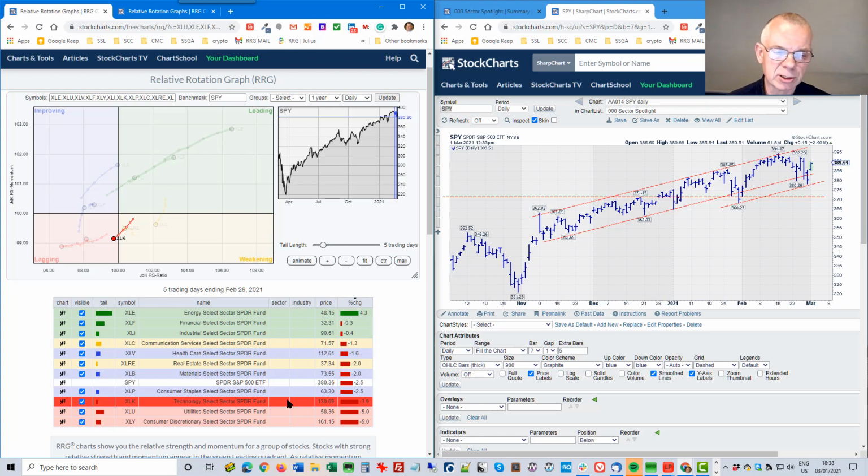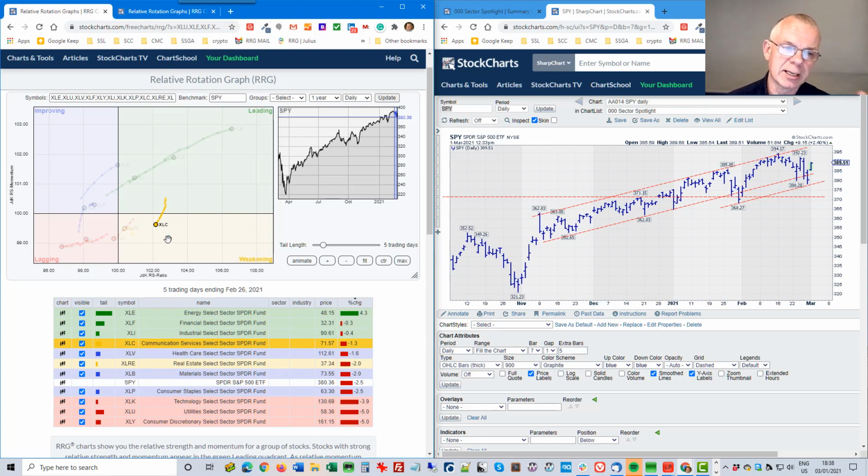So we're going to look at the weekly chart in a minute. And then the only one that's actually doing pretty well on the weekly is communication services. It's rolling into the weakening quadrant on the daily, but we'll see that it's actually pretty good on the weekly.